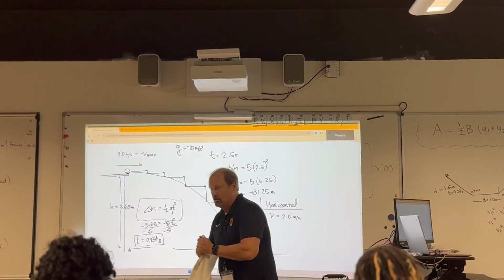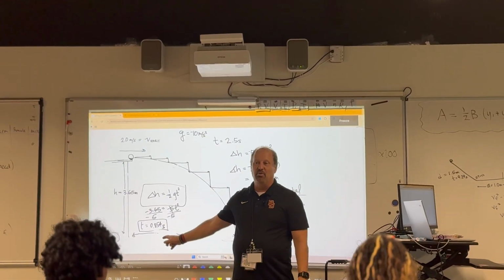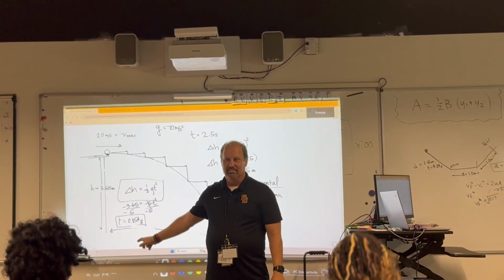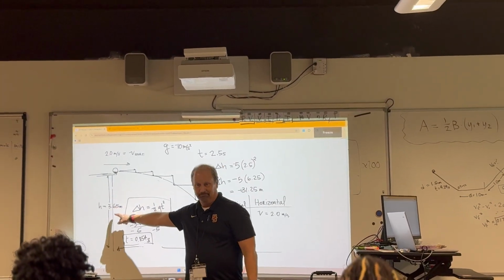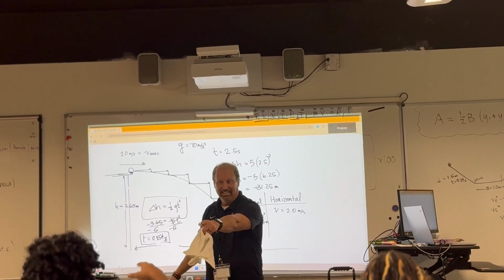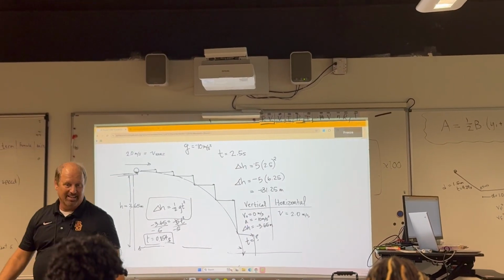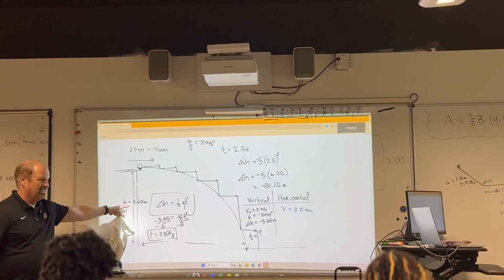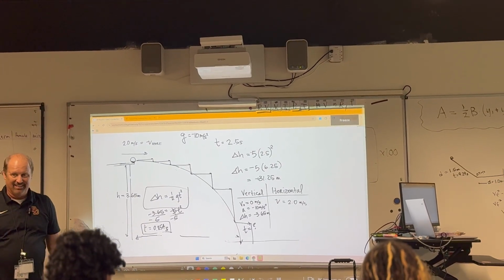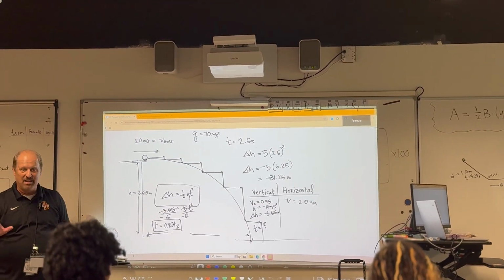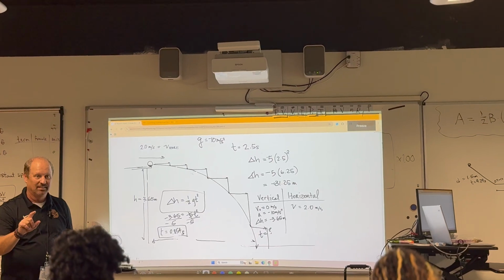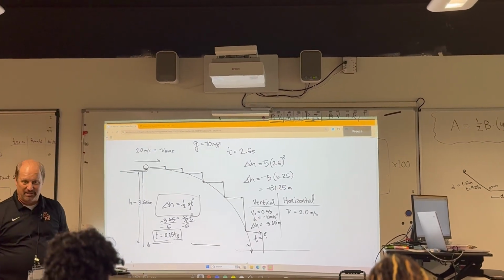Now, real quick, how do I know it's less than 1 second? Because it's 10 meters, 5 meters is 1 second. So this is less than 5 meters, so it better be less than a second, right? 5 meters takes 1 second to fall. If it's less than 5 meters, it better be less than 1 second.